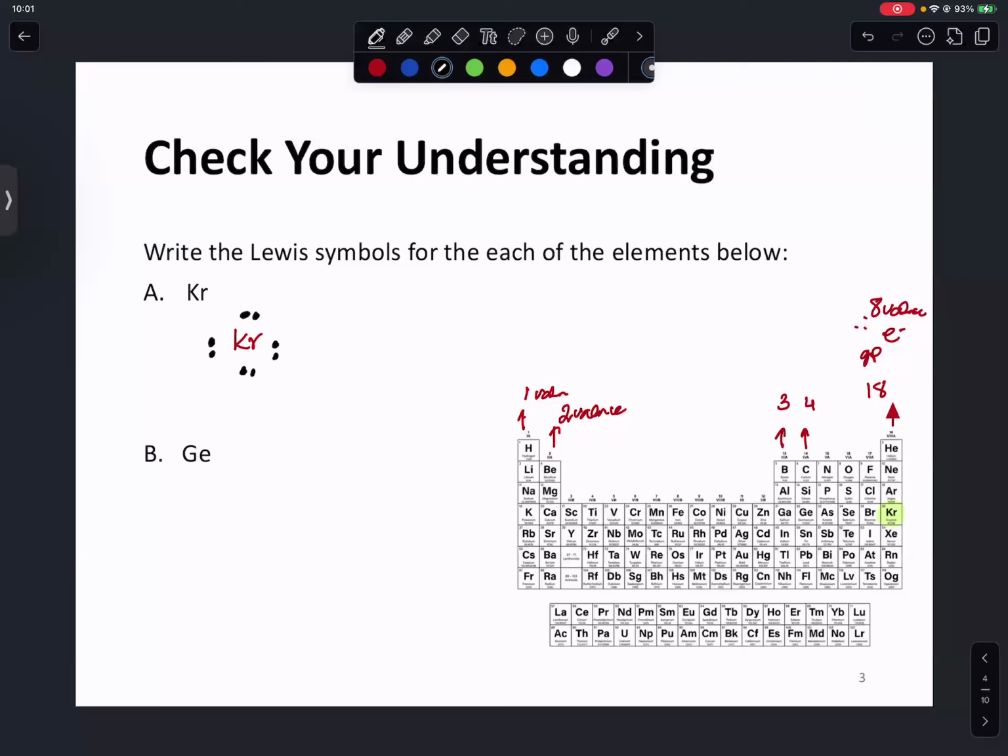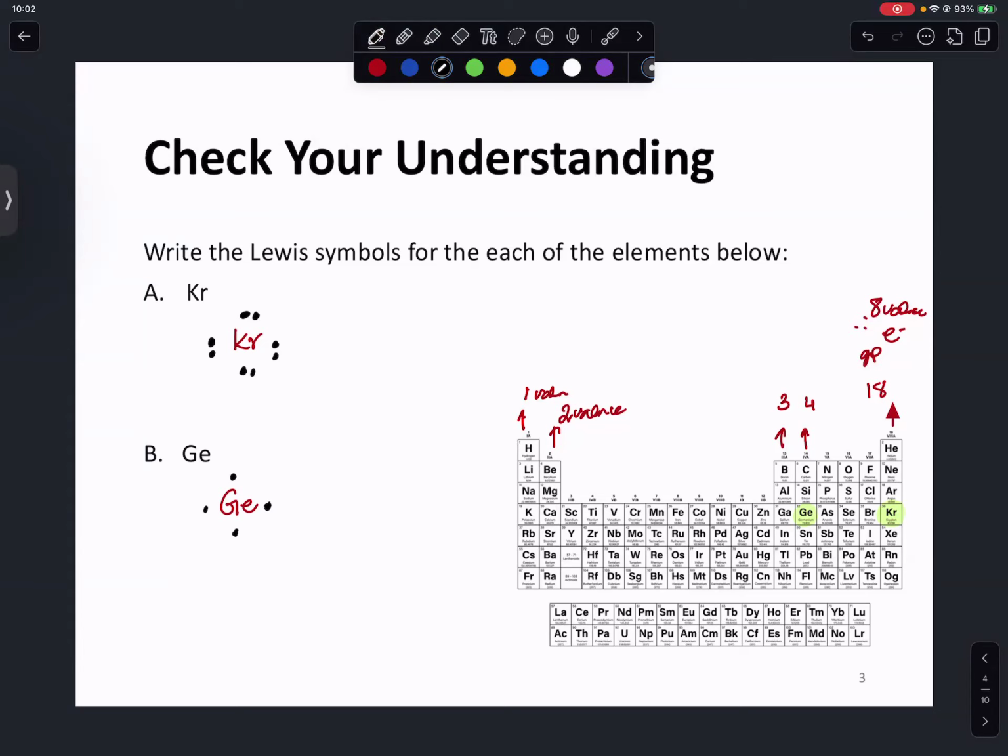Now let's do germanium. Germanium is in group 14. Let's highlight germanium. Germanium is right here, so it has 4 valence electrons. I'm going to simply write germanium, and then I'm going to draw out the 4 valence electrons.